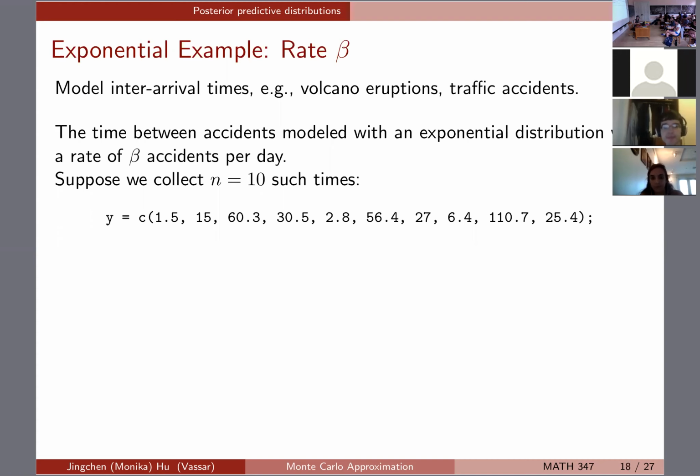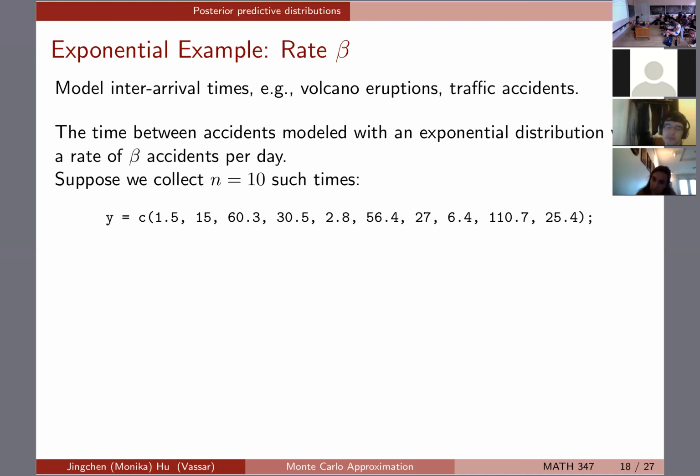So let me introduce the particular context we're working on. Suppose we are modeling the time between accidents using the exponential distribution. The exponential distribution has only one parameter, which is the rate, and we use beta to represent it. Suppose for a particular location, we collect 10 data points here. Here the y is telling you, in terms of minutes, the time lapse between different accidents. So we're looking at 10 different times over here.